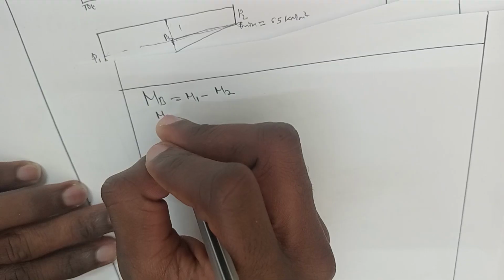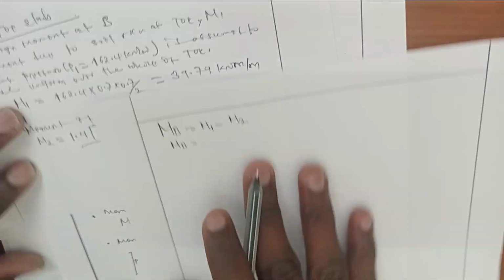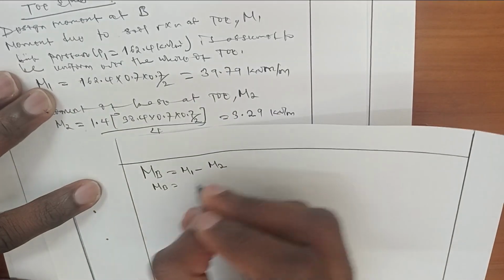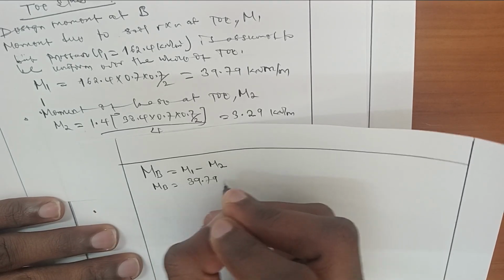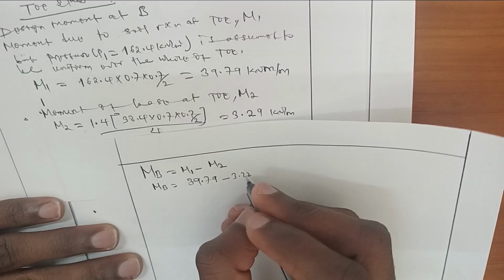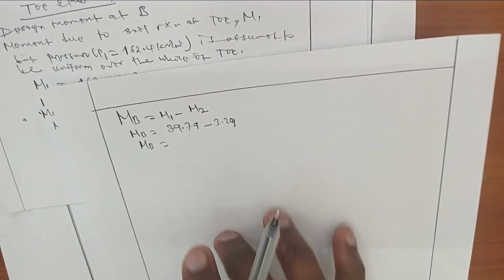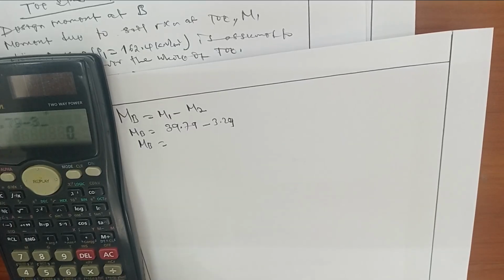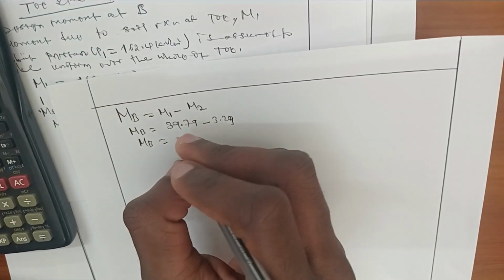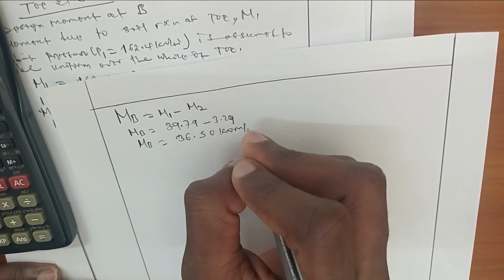So moment at base will be equal to moment 1, which is 39.79, minus 3.29. It will be equal to 36.50 kilonewton meter.